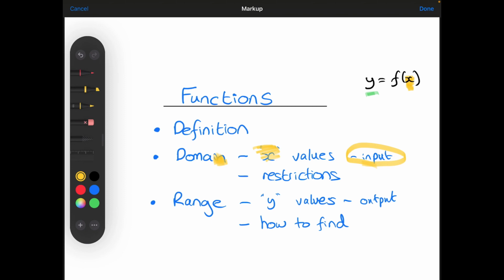We're going to look at restrictions that might need to be applied to the domain of a function. And then we're going to look at the range of a function, which is all of the y values that a function can give, or the output values.